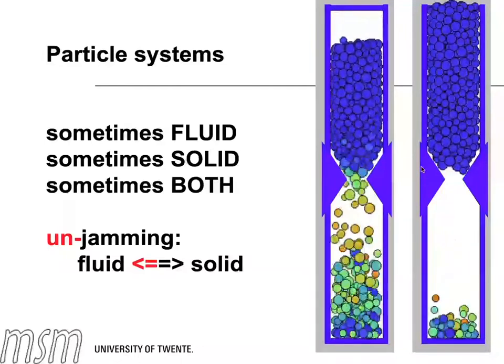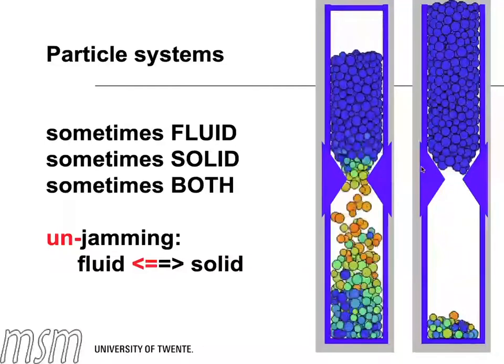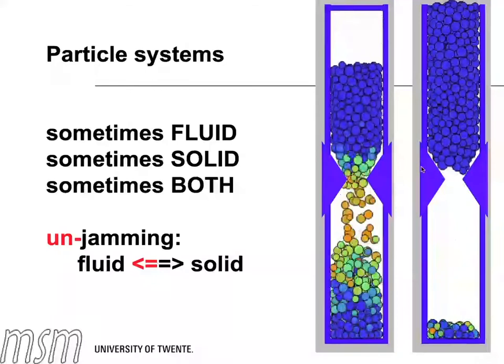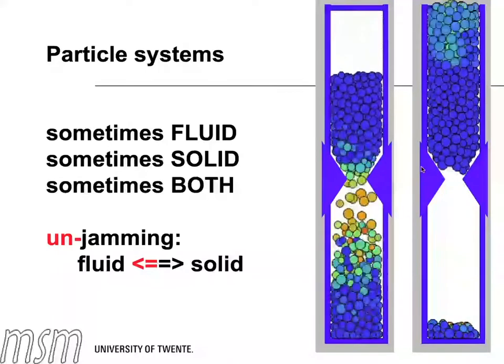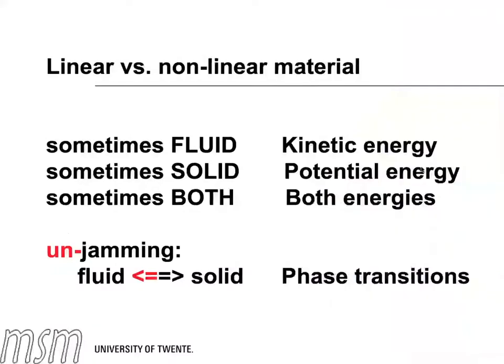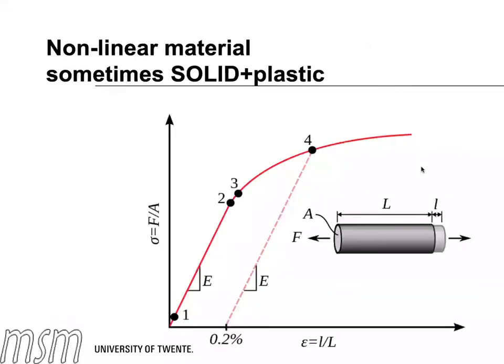We are developing these simulation tools and we compare them to experiments and we predict experiments and we help industry to improve their devices. Fluid and solid-like, the transition from fluid to solid we call unjamming, and from solid to fluid we call jamming. And those are phase transitions, so switches between different phases of matter.